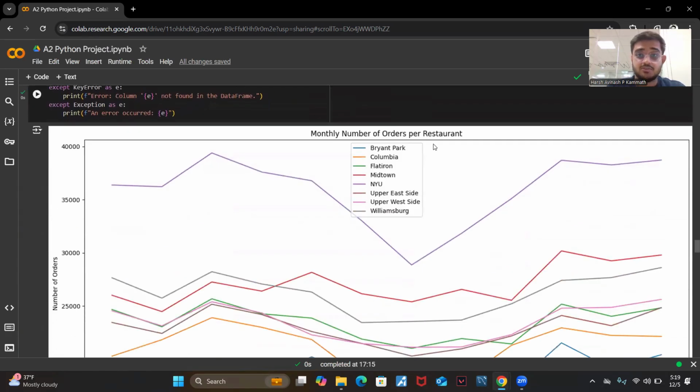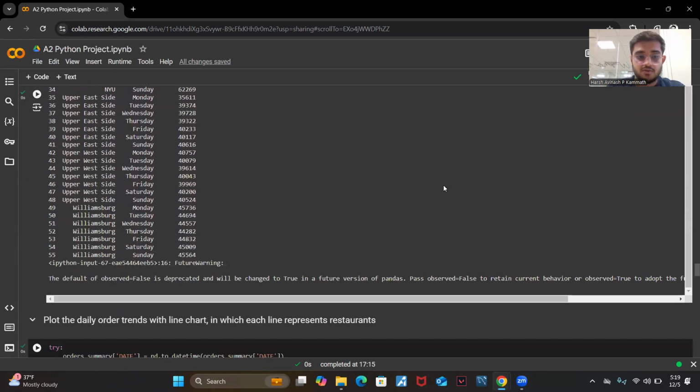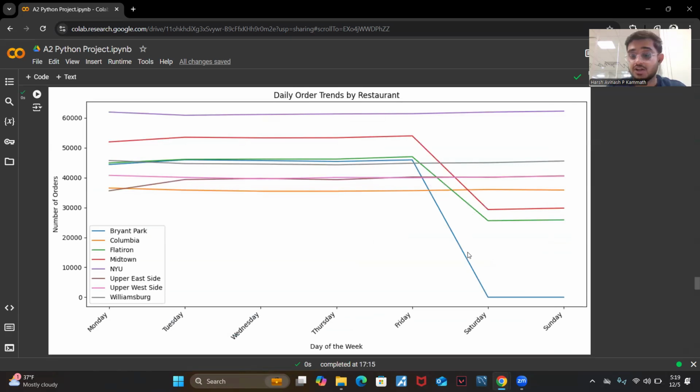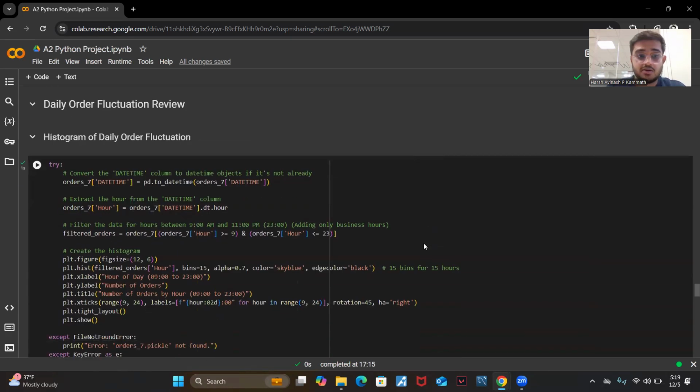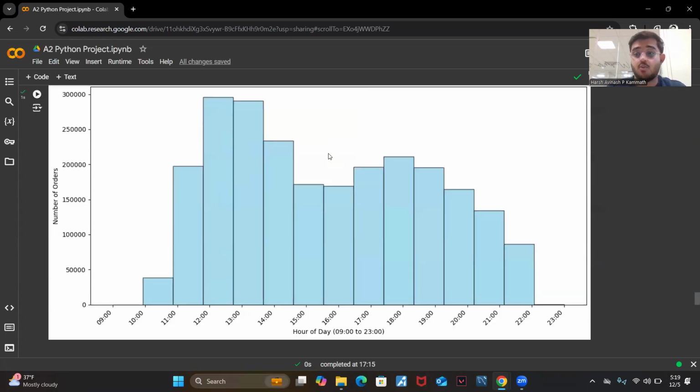The first one is the monthly number of orders per restaurant. You can also see a daily trend that we see, and we had some observations regarding the weekend. We also plotted the number of orders by hour, which shows that the peak time was between 12 to 1 p.m.